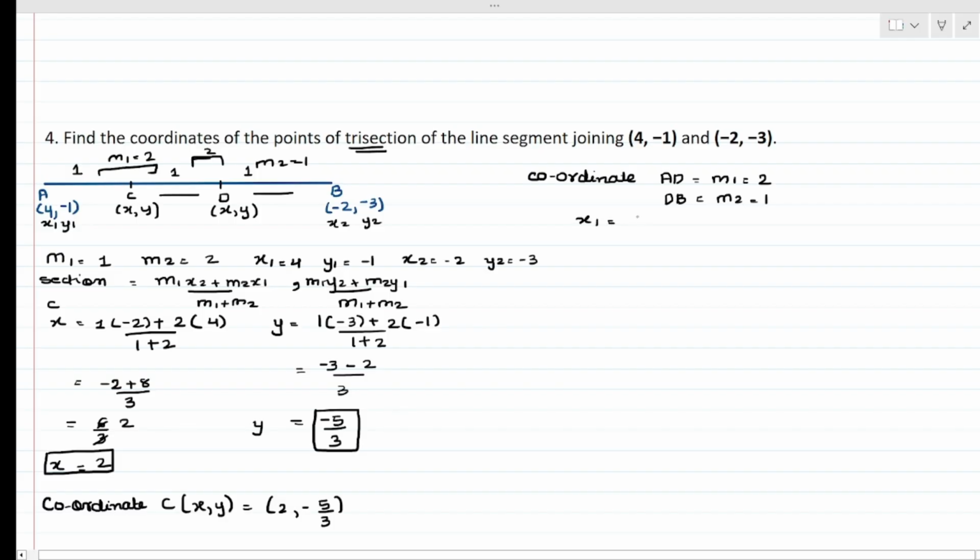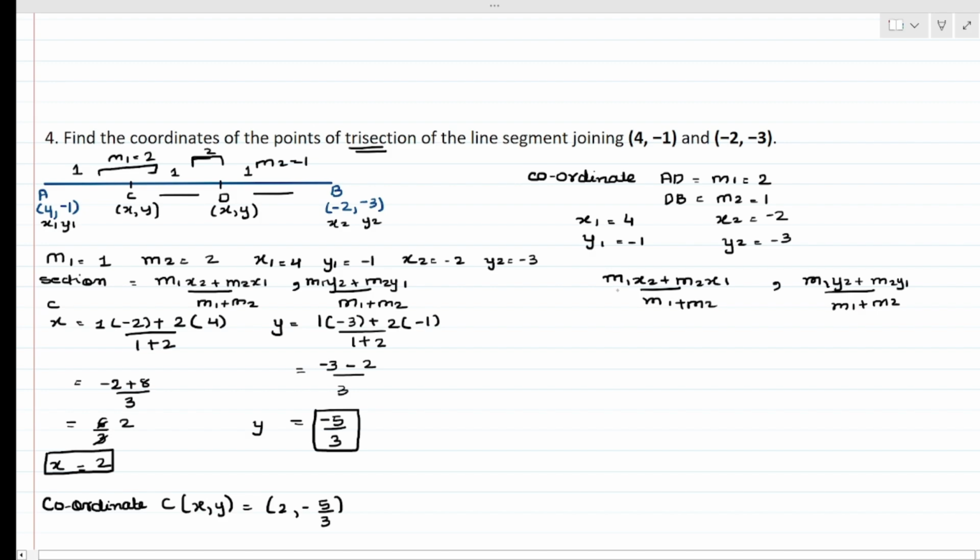Your X1 is equal to 4. Your Y1 is equal to minus 1. Same way, your X2 is equal to minus 2 and your Y2 is equal to minus 3. Now again substitute the formula for section: M1 X2 plus M2 X1 upon M1 plus M2. And the coordinate of y means M1 Y2 plus M2 Y1 upon M1 plus M2.